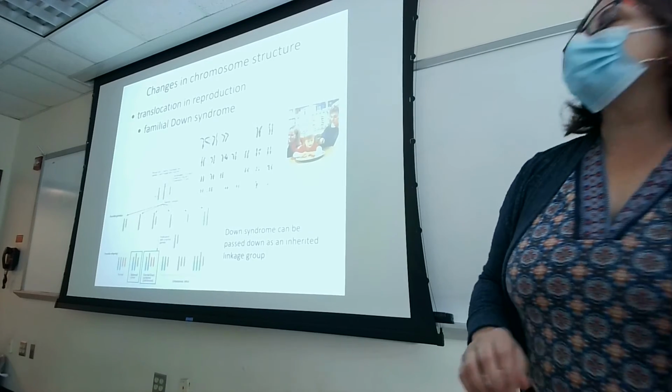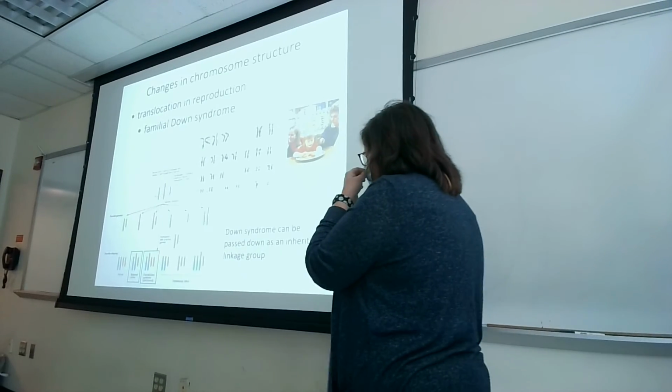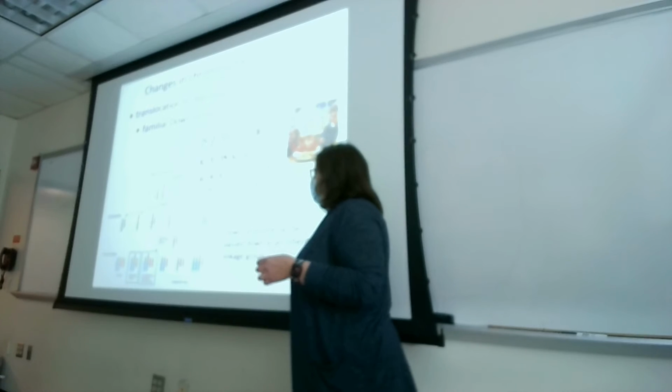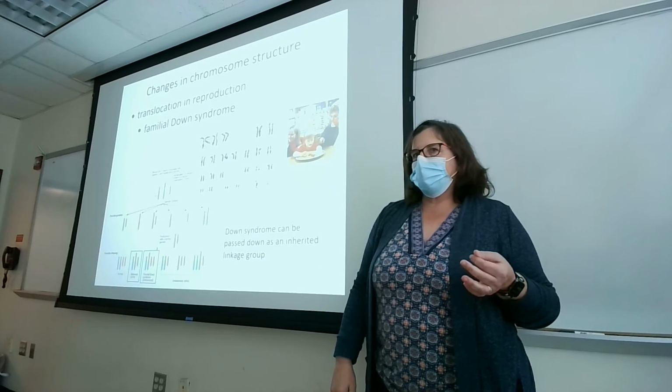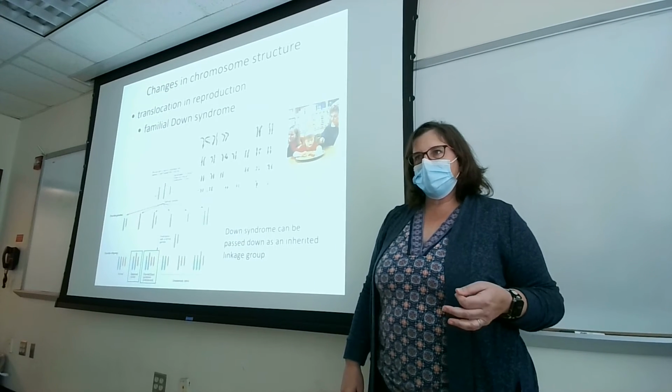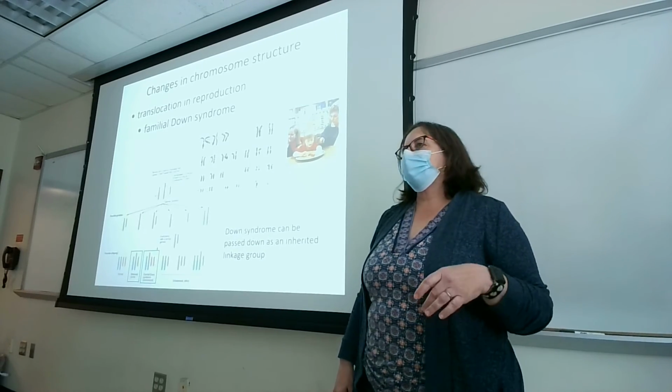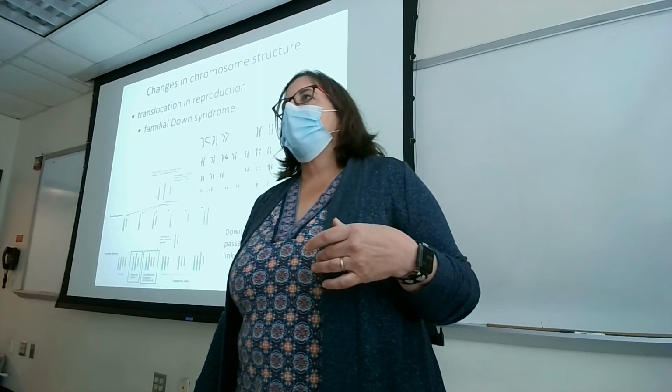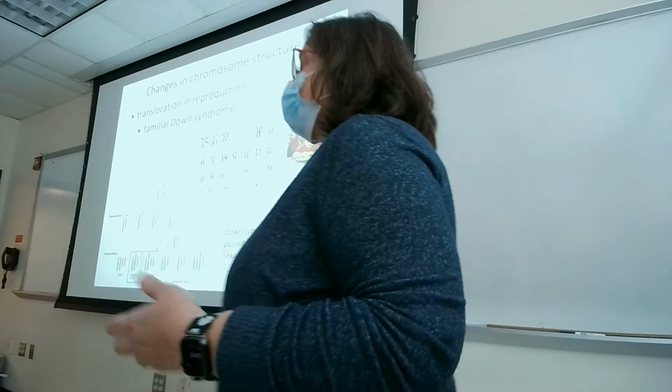Now, what is trisomy 21? So trisomy 21 is having 3 copies of chromosome 21. This is the most common type of syndrome in humans where you have 3 copies of an entire chromosome.